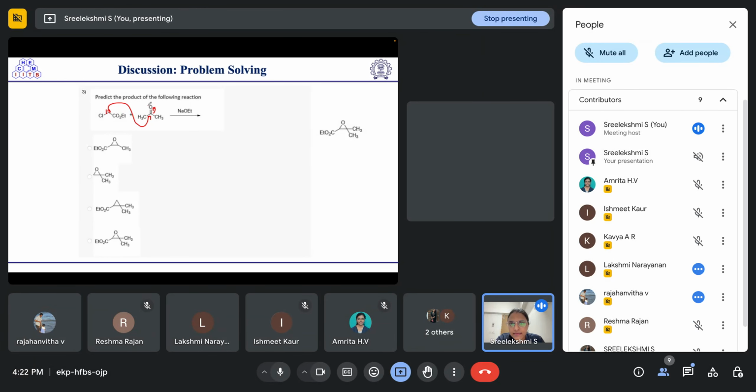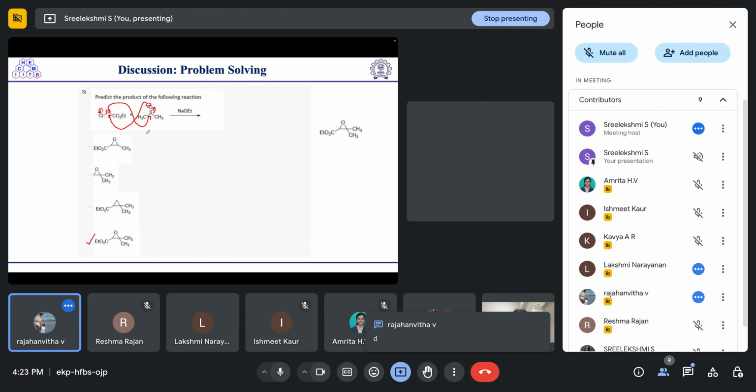Here O minus is there, right? That O minus will go and attack here again, and the chlorine will be displaced. So it will be option C or D then. What is option C? C is actually cyclopropane, but here we are getting an epoxide. So the last option, D. Okay, so thank you. D will be the answer. Is it clear, Reshma? Yes, clear, sir.